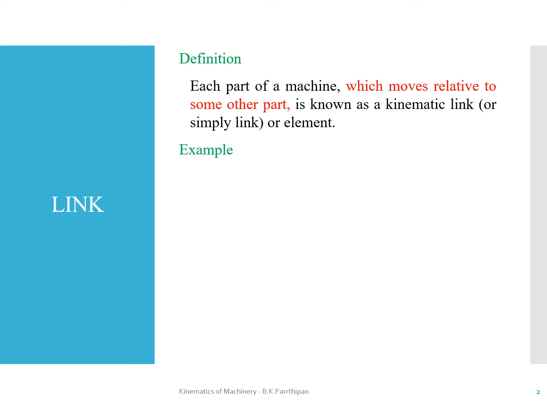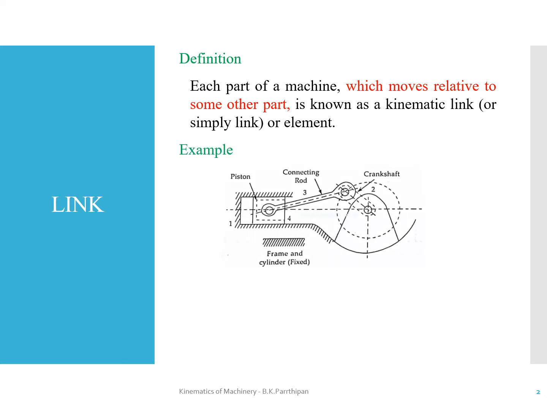So let us consider an example. These are the various parts of a steam engine. The first one is the cylinder, which is a frame that does not move, so I am going to consider it as a fixed link. Now the second link is the crank. The crank is going to rotate continuously. It may be in a clockwise direction or in an anti-clockwise direction.